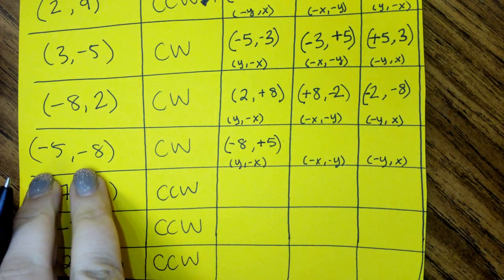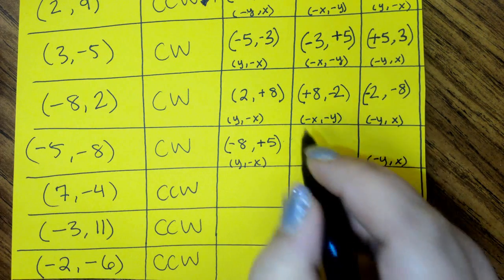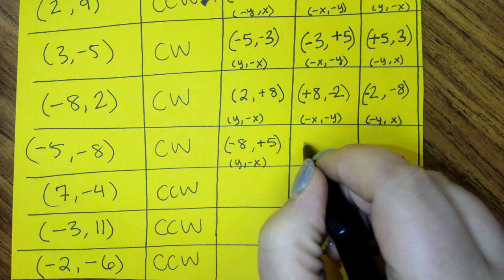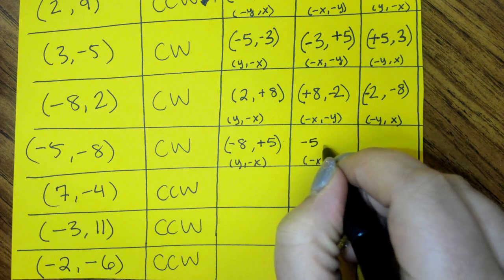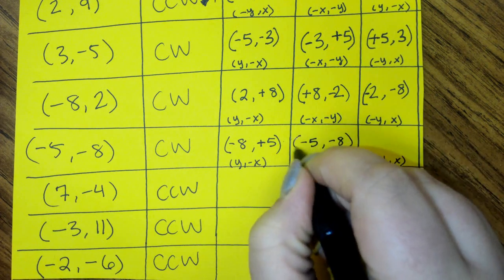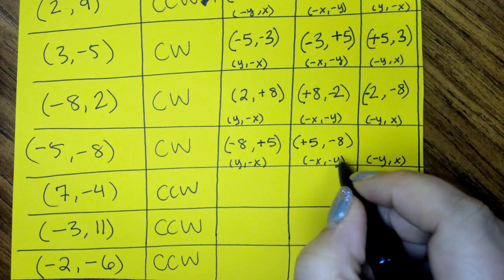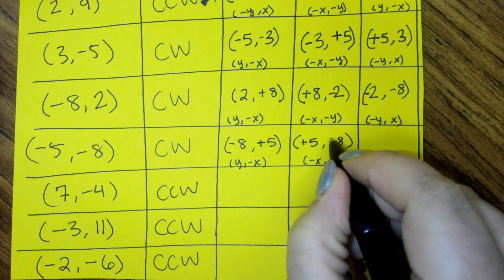For 180-degree rotations, the order of the coordinates is the same, so -5, -8. And we need the opposite of those things, so instead of -5, it's a +5. Instead of -8, it'll be a +8.